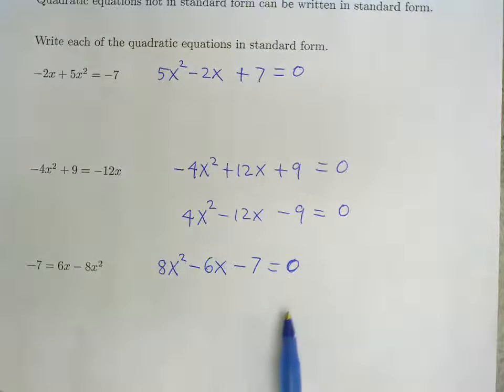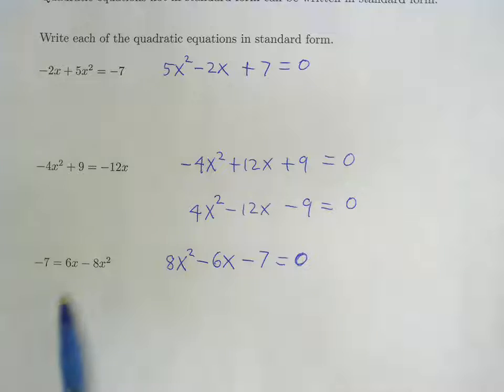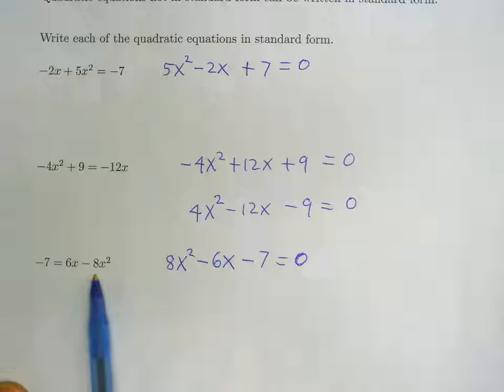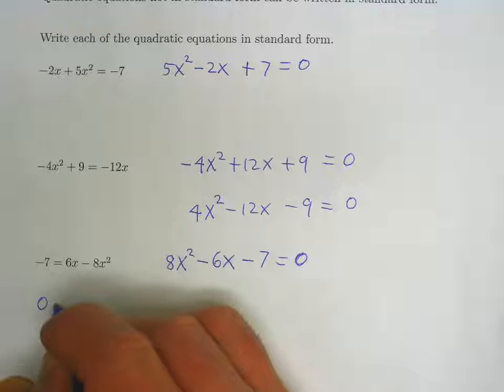Okay, that's fine. It's okay if 0 is on the left-hand side and the trinomial is on the right-hand side. That's still considered standard form. So if you want, you can just make the left-hand side of this equation 0 by adding 7. So if we add 7 to both sides, the left-hand side will be 0.